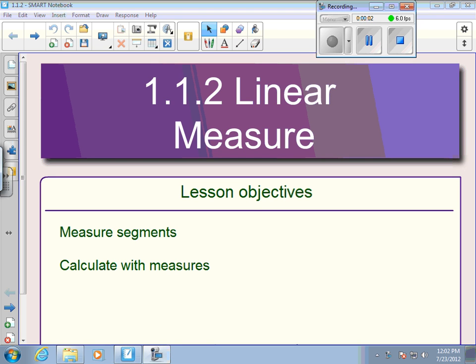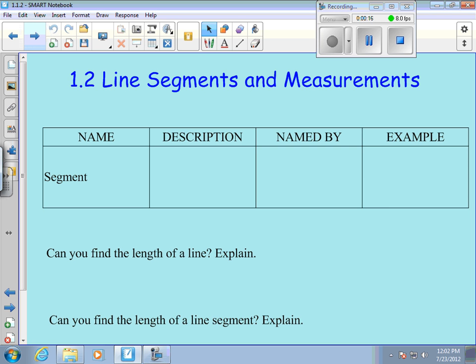All right, guys, we are going to start Unit 1, Chapter 1, Section 2, Linear Measure today. Today's objectives are just so that we can measure segments and then we can calculate with measures. So, again, we're going to start with an object and we're going to describe it and name it, and then we're going to show an example. So today's object is going to be a segment, which is a part of a line with endpoints.